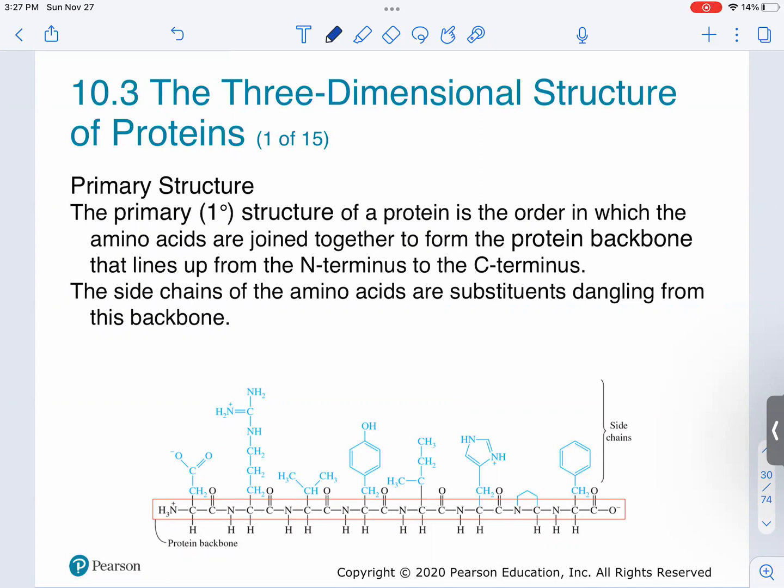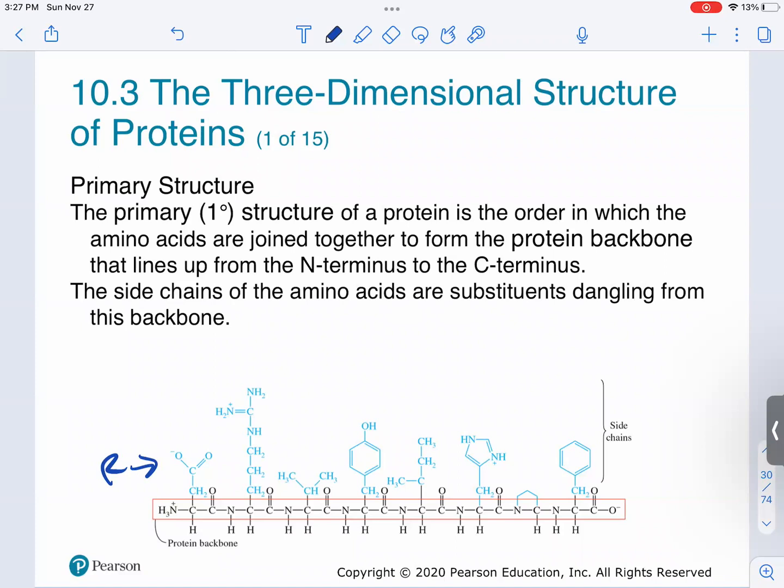So we have a primary structure. The primary structure of a protein is the order of those amino acids, just the order of the amino acids that are strung together, which we know is important. In this case, the amino acids are joined together and they form a protein backbone. This is the backbone that you see there, pretty much all circled in orange. What's coming off of that backbone are the side chains, those R groups of the different amino acids.